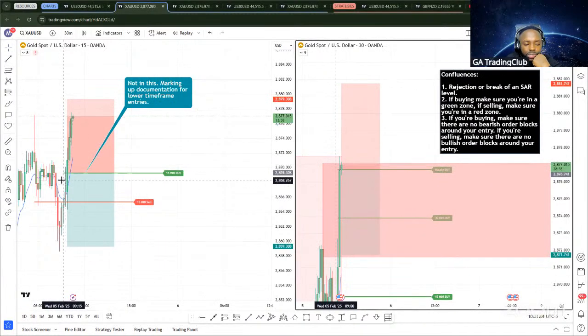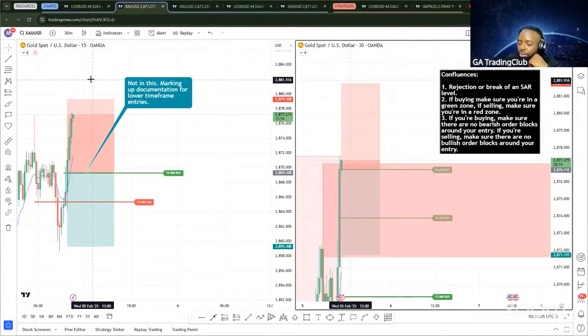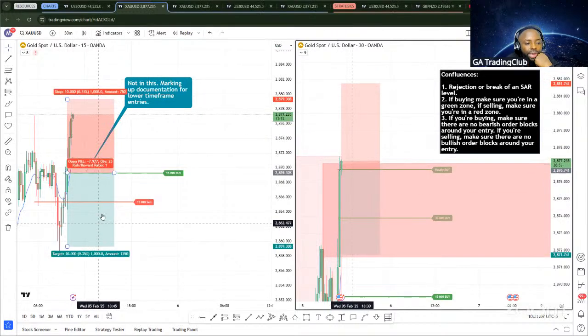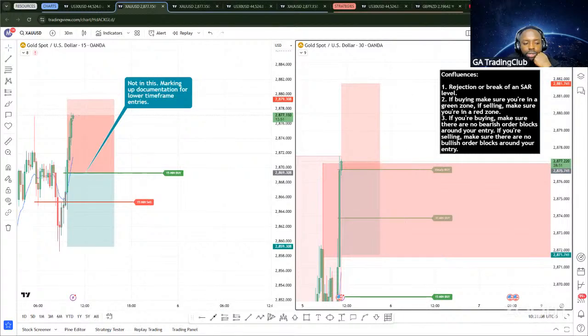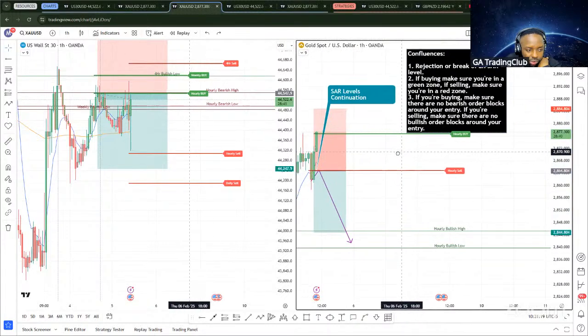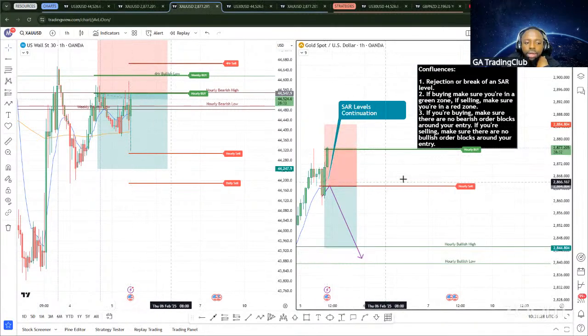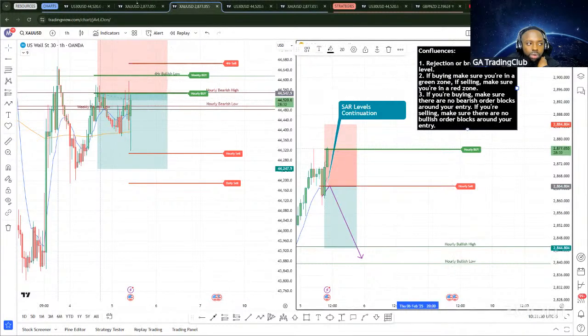But the question is, here you can easily get stopped out and then price comes all the way back down. Same thing here for the 30-minute time frame. Yes, this is an A setup because it meets confluences 1, 2, and 3. However, wouldn't you rather wait on what's going to happen here on the hourly time frame? Because here, if this hourly candle closes above 28.77, I'm not going to take that sell on gold.